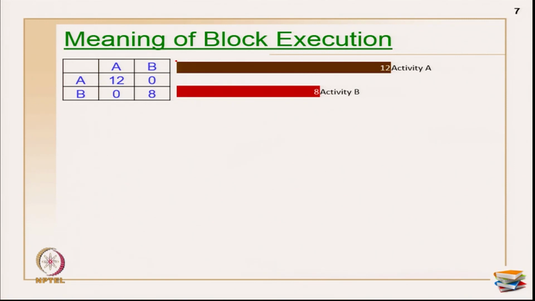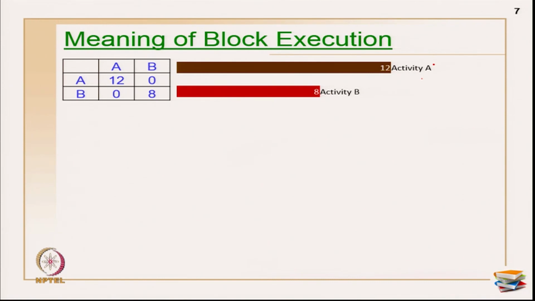Otherwise, you have to keep it as 0. 0 implies no relationship at all. Okay. So, now what happens, since there is no relationship, activity A and activity B are to be done in parallel. Since there is no rework also shown here. So, what is the duration for this particular block?